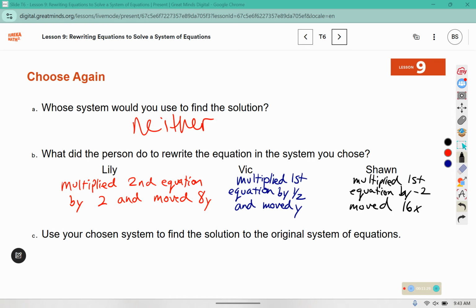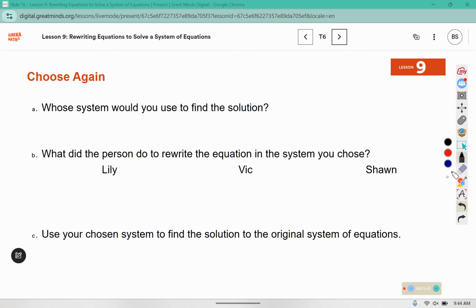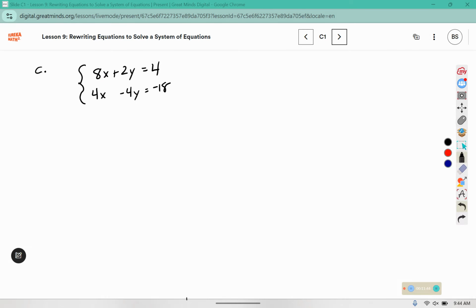We're going to use our chosen system to find the solution to the original system of equations. So like I said, I'm using the elimination method rather than the substitution method. So this is my attempt at part C here. I notice that 2y and -4y, I can make those opposites. I can turn 2y into 4y, then 4y and -4y would be opposites. So I'm multiplying this whole equation by 2.